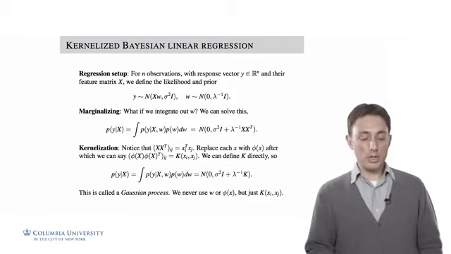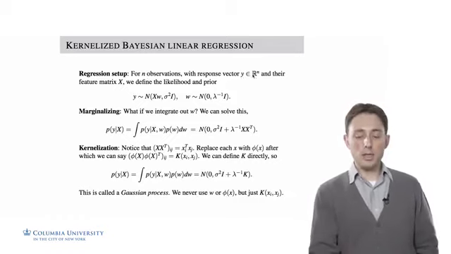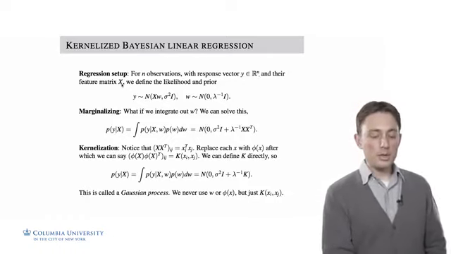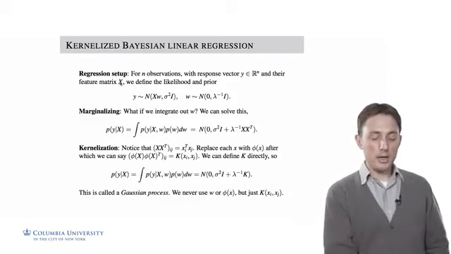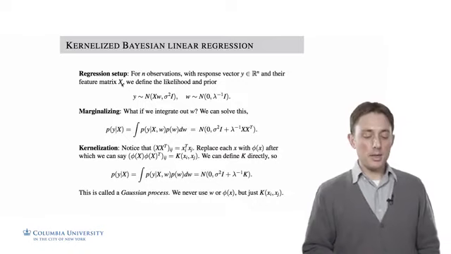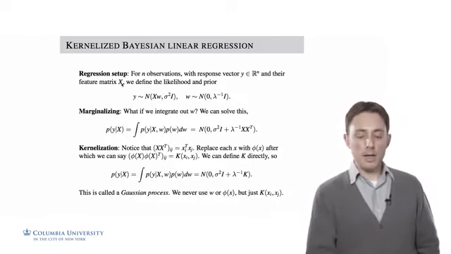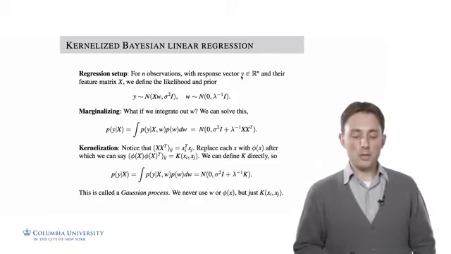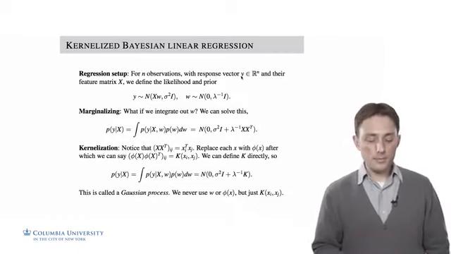So let's recall the regression setup. We have n observations. We're going to put all of the responses for those n observations in an n-dimensional vector Y in Rn. And then we construct a feature matrix X, where we put the covariates of each data point along the rows of this matrix X. So the ith row of X corresponds to the covariate vector Xi, and the ith dimension of the vector Y corresponds to the response associated with Xi.